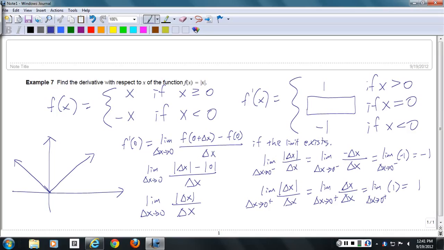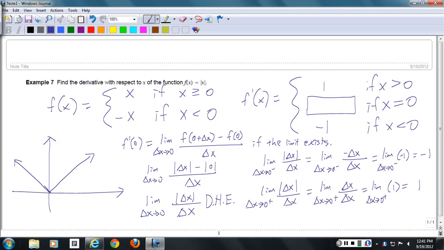So the two one-sided limits both exist, but they don't equal the same number. So the two-sided limit, let's go with a capital D, capital N, capital E, it does not exist.